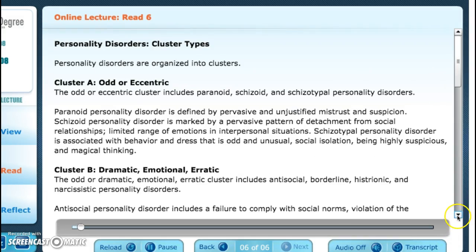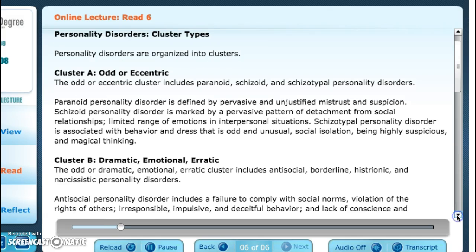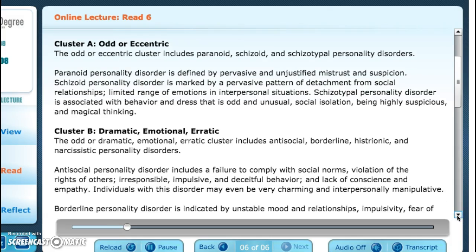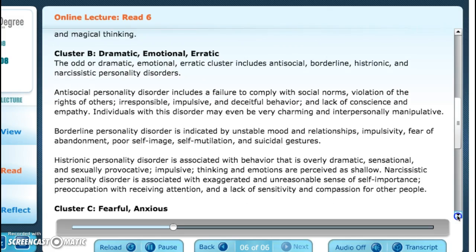Personality disorders are organized into clusters. Cluster A, odd or eccentric. The odd or eccentric cluster includes paranoid, schizoid, and schizotypal personality disorders. Paranoid personality disorder is defined by pervasive and unjustified mistrust and suspicion. Schizoid personality disorder is marked by a pervasive pattern of detachment from social relationships and a limited range of emotions in interpersonal situations. Schizotypal personality disorder is associated with behavior and dress that is odd and unusual, social isolation, being highly suspicious, and magical thinking.